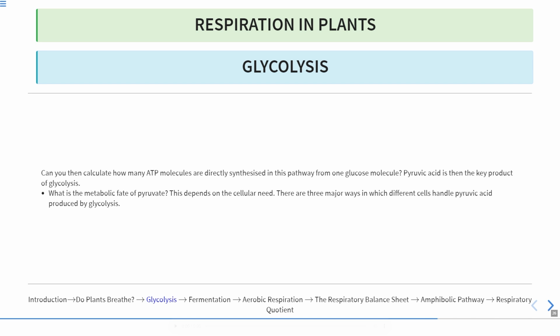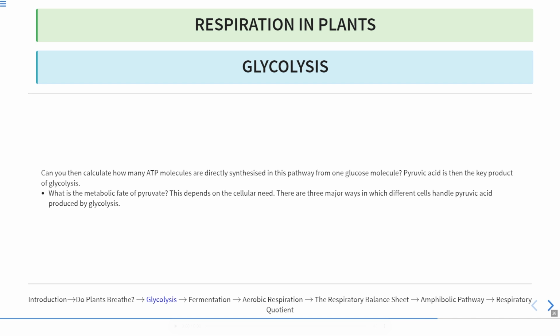Pyruvic acid is then the key product of glycolysis, right? This is the end product. And we can say that 2 molecules of ATP are used in the process of glycolysis, whereas 4 molecules of ATP are synthesized. 2 molecules of ATP are used and 4 molecules are synthesized. So what will be the net gain? The net gain of this process is 2 molecules of ATP.